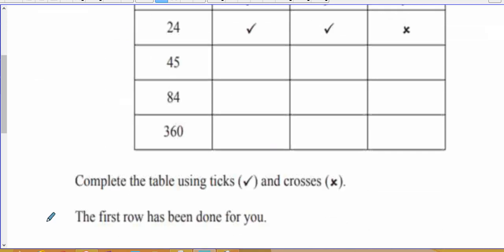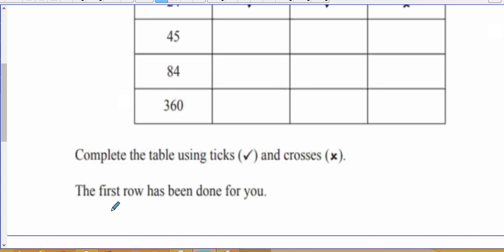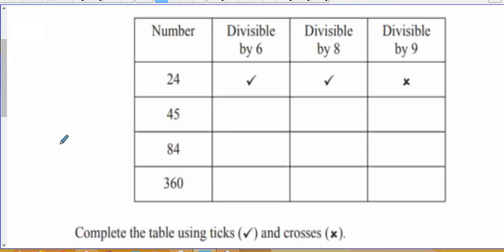Okay, they said, complete the table using ticks and crosses. The first row has been done for us, and this is our first row. So let us try to proofread it or just cross check that. Okay, is 24 divisible by 6? Remember the definition? We said a number is divisible by 6 if it is divisible by both 2 and 3.